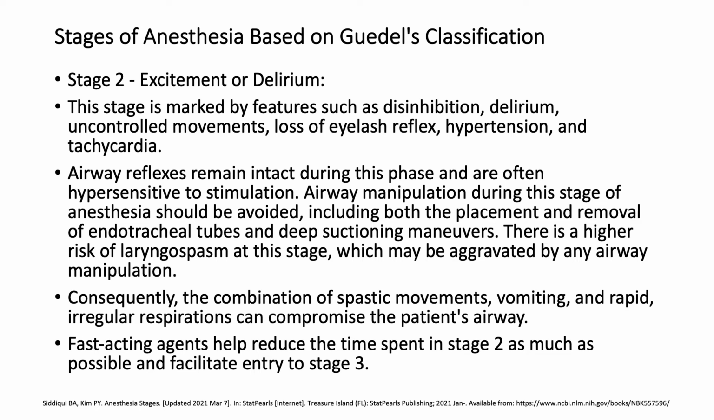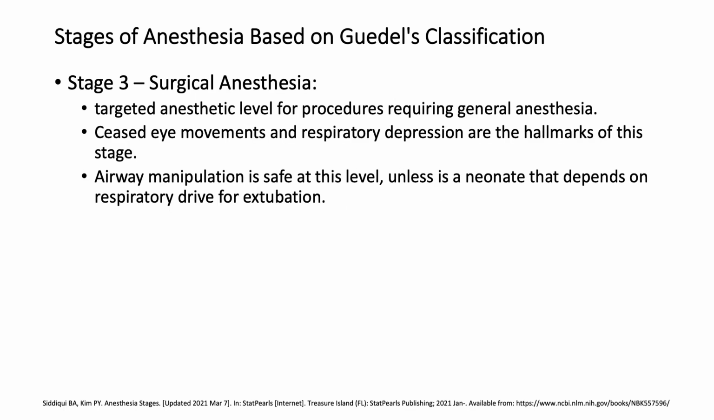Fast-acting agents help to reduce the time spent in stage 2 as much as possible and facilitate entering into stage 3. Stage 3 is surgical anesthesia, a targeted anesthetic level for procedures requiring general anesthesia. The patient will cease eye movement, and respiratory depression is the hallmark of this stage. Airway manipulation is safe at this level unless it's a neonate that depends on respiratory drive for extubation.